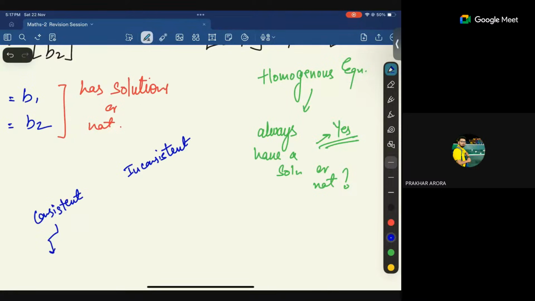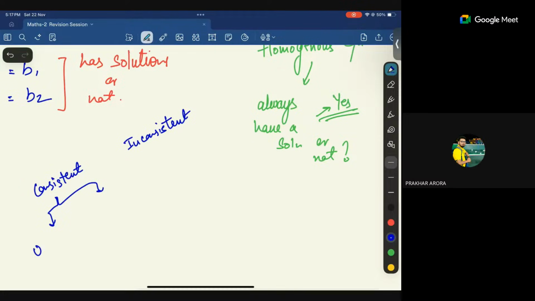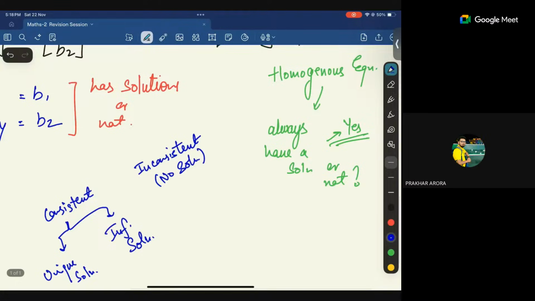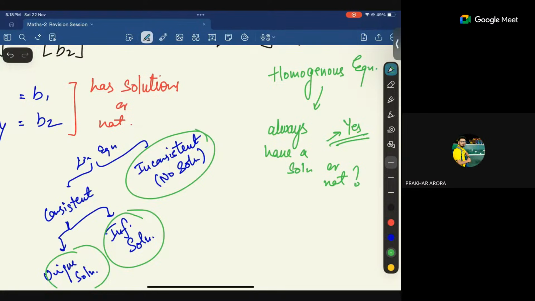Okay, consistent had two further classifications: unique solution, infinite solution, and inconsistent, which basically meant no solution. So this was the case for linear equations. This is for all linear equations. Either one of these three things will happen.